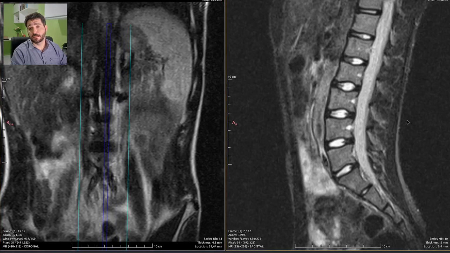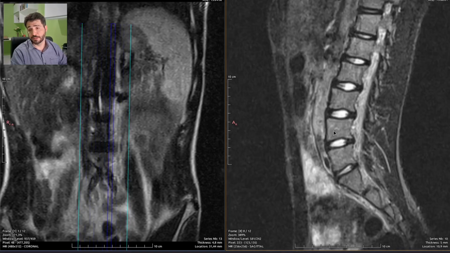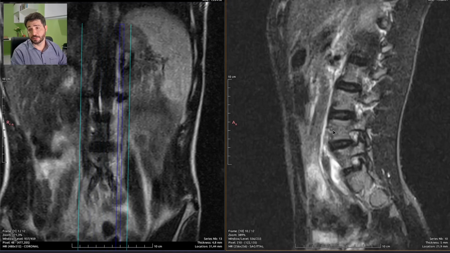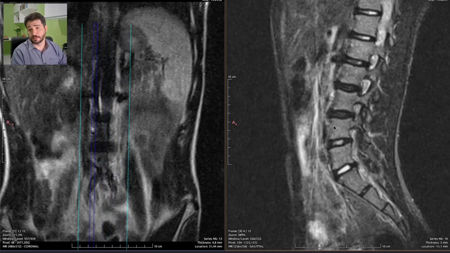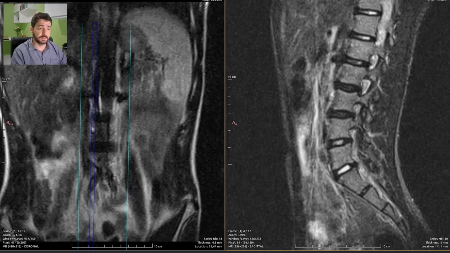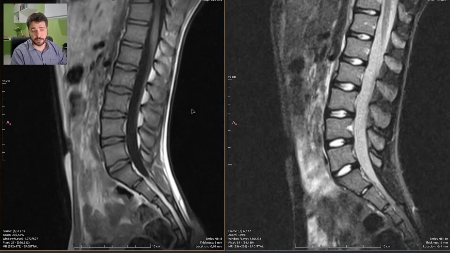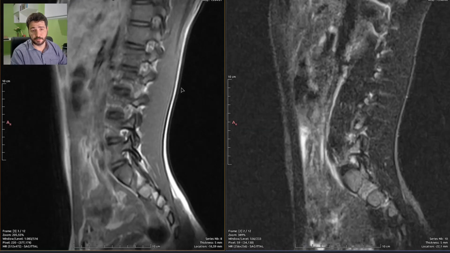So let's go. This is T2 with inversion recovery and fat saturation. STIR sequence. There are no signs of disease. This is a T1. Bones are fine. Muscles are eutrophic.